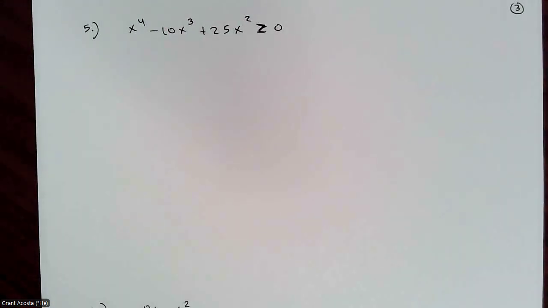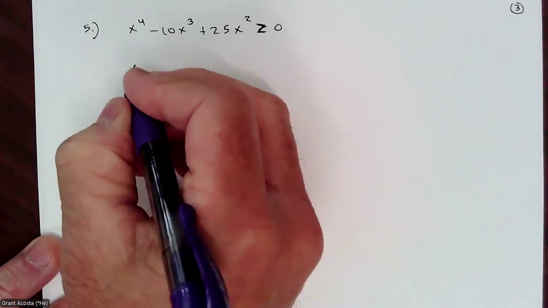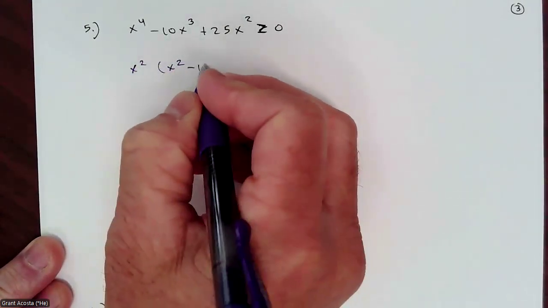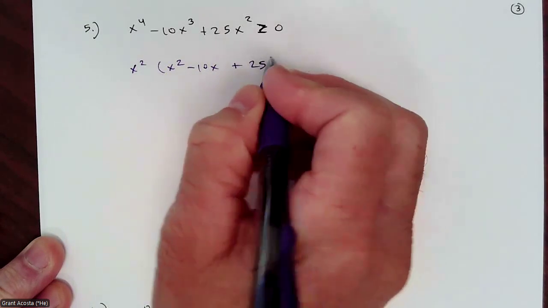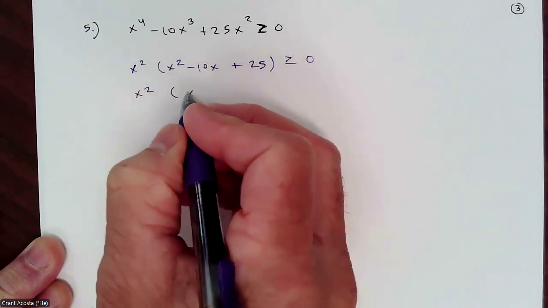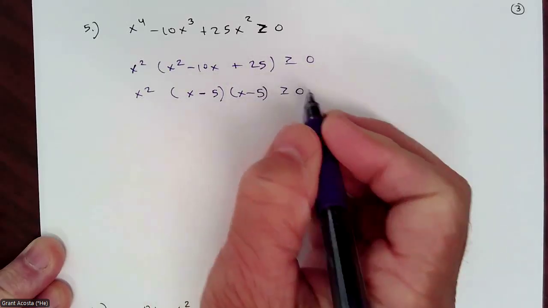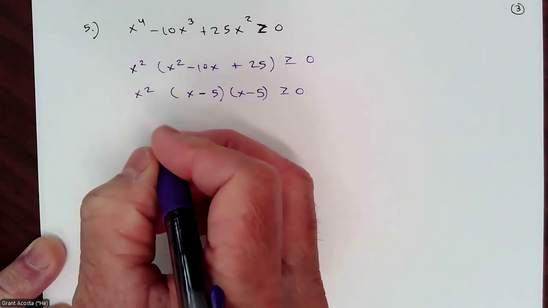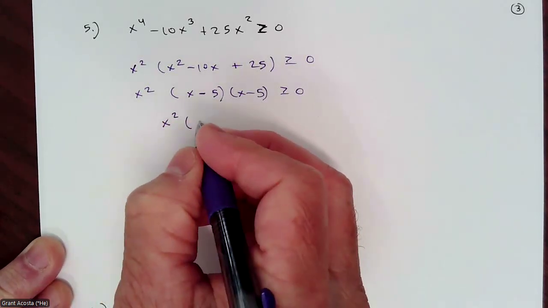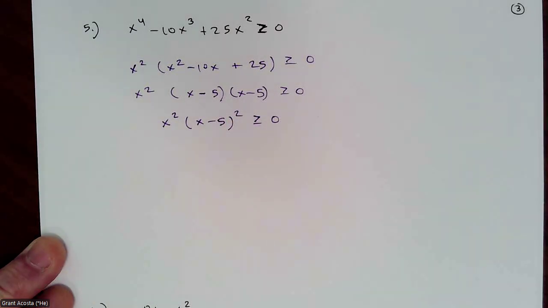Take a second, maybe pause the video, factor that as much as possible, and try to figure out the inequality. All right, so here we can start by taking out an x squared. And x squared minus 10x plus 25 factors again into x minus 5 times x minus 5, which would be fine if you left it like this, but you'll see for testing purposes, it might be easier to actually combine this to x minus 5 squared, greater than or equal to 0.